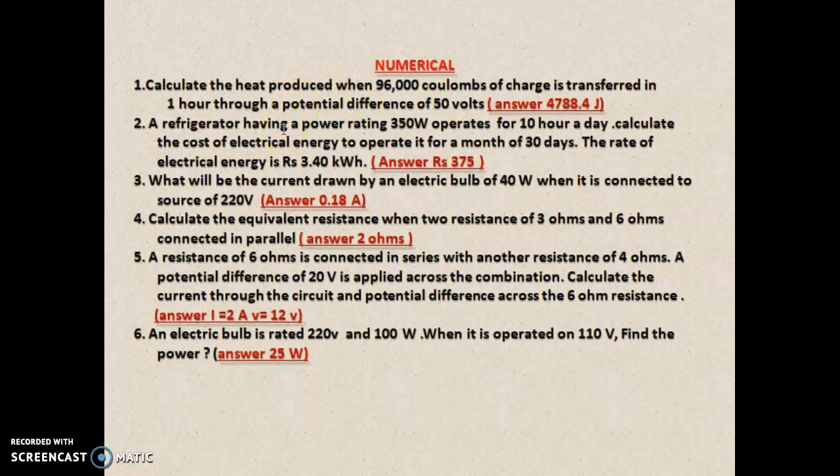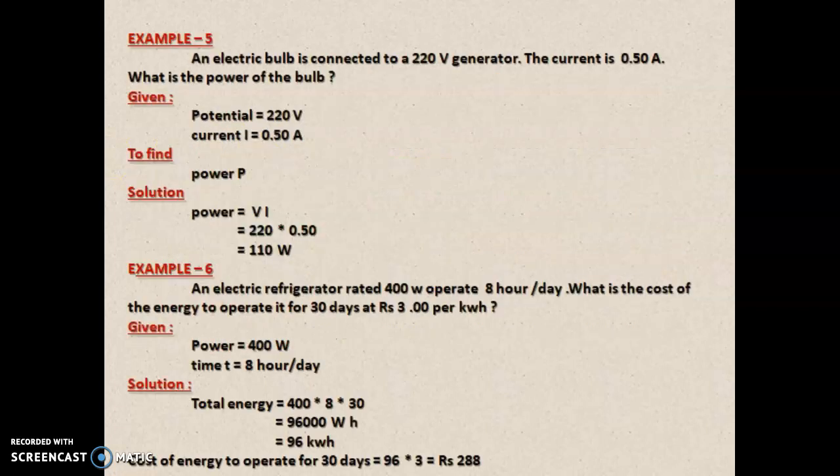Second, a refrigerator having a power rating of 350 watt operates for 10 hours a day. Calculate the cost of electric energy to operate it for a month of 30 days. The rate of electric energy is rupees 3.40 per kilowatt hour. So this sum is the same as that of the sixth example. So you can do it.